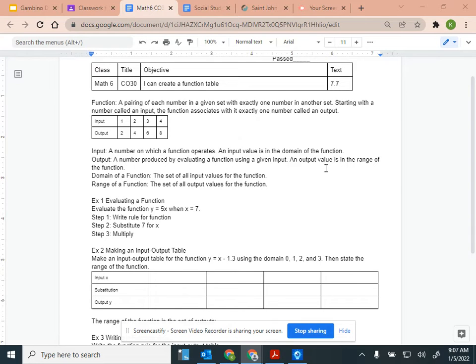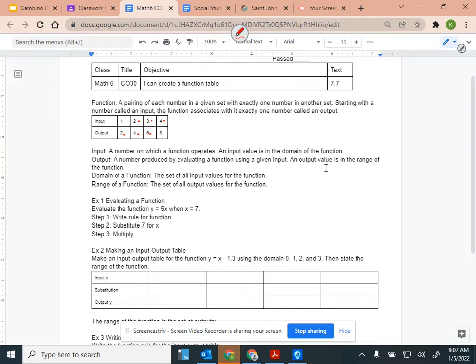So a function is a pairing of each number in a given set with exactly one number in another set. Starting with a number called an input, the function associates it with exactly one number called an output. So if we have the input for this function table, we have an input of 1, we get an output of 2. When we have an input of 2, we get an output of 4. When we have an input of 3, we get an output of 6. And when there's an input of 4, we get an output of 8.